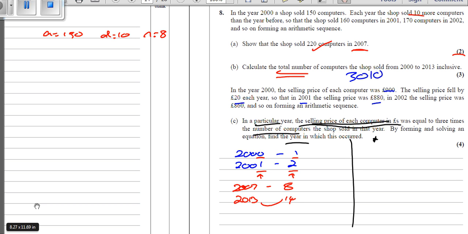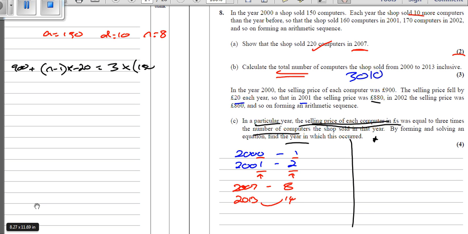So in a particular year, the selling price of a computer, so a is going to be 900, that's the original price, plus n minus 1 lots of d, and d in this case, they're going down by £20, so it's going to be times by minus 20, and that equals 3 lots of the number of computers sold. So the number of computers sold in that particular year is going to be a plus n minus 1 d.